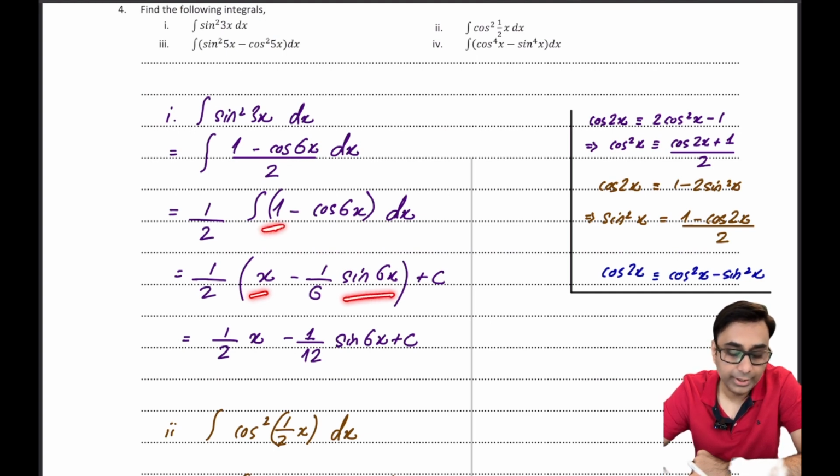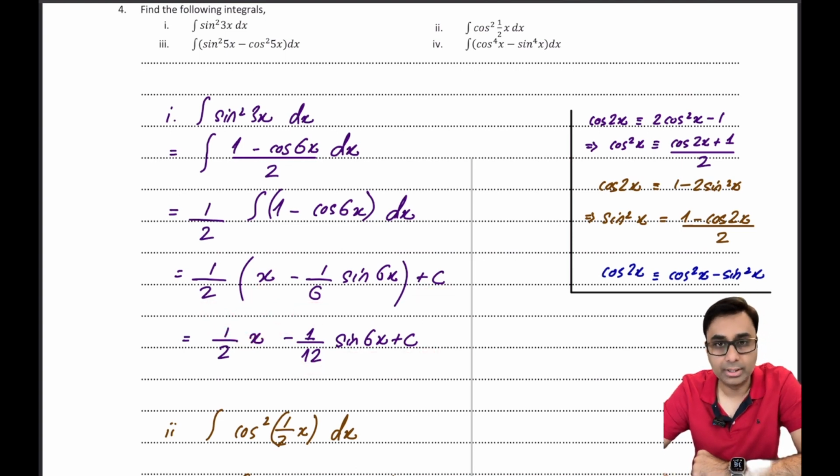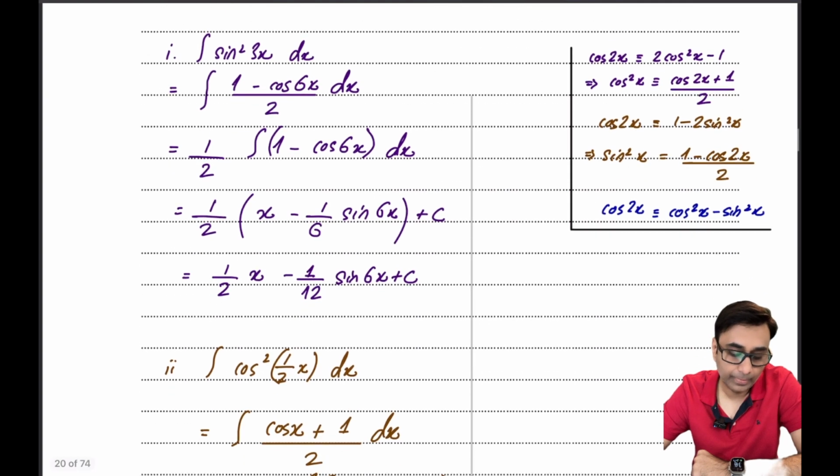The integral of 1 is going to be x. And for cos 6x, I can directly use the formula that cos integrates to sin. So cos 6x integrates to sin 6x divided by 6, the coefficient of x. Then I'm going to simplify it after adding a constant. So this becomes half x and this becomes 1/12 sin 6x plus c. And that is how I would be able to integrate this.